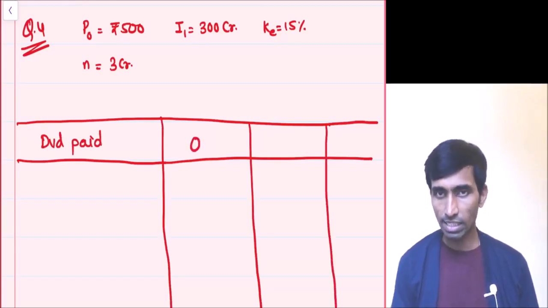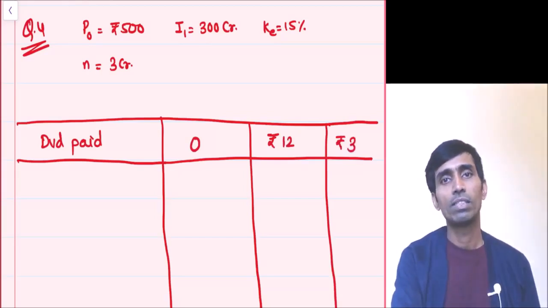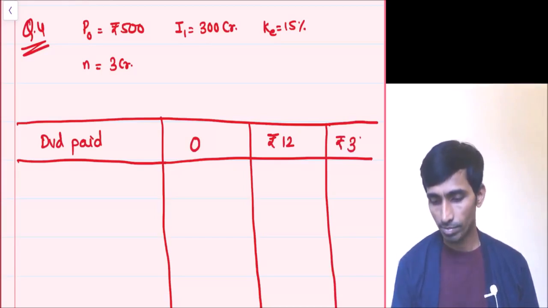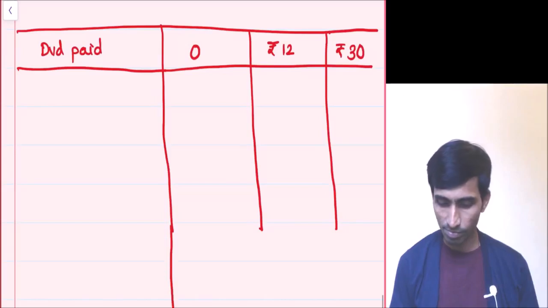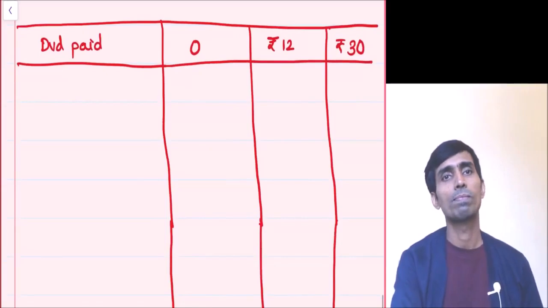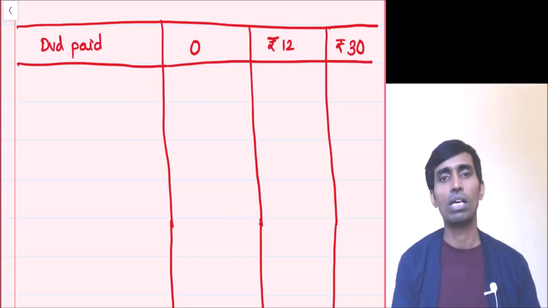Three cases are there: nil, dividend paid is rupees 12, and dividend paid is 30 per share. So 3 cases you have. See, understand the formula, what they have done.